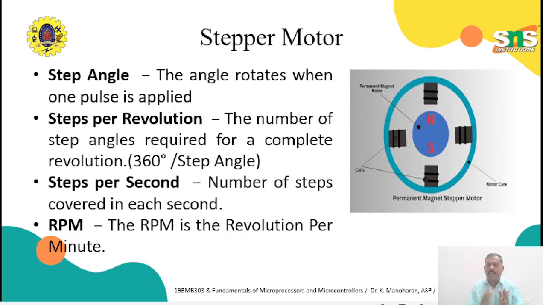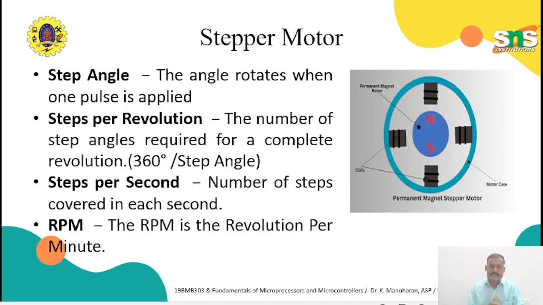For example, if I need to move 30 degrees and the step angle is 10 degrees, within 3 pulses I get 30 degrees. If the step angle is 1 degree, it requires 30 energizations to reach that 30 degrees. So depending upon the application, we can choose the step angle. The step angle depends on the construction of the stepper motor.